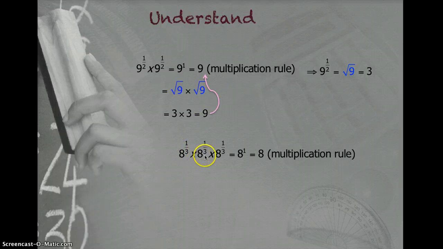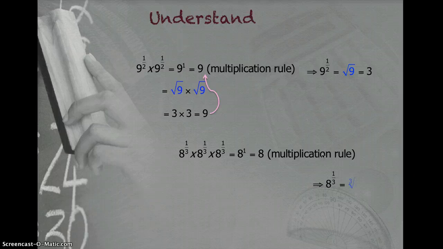Another example. 8 raised to 1/3 times 8 raised to 1/3 times 8 raised to 1/3. We have the same base, so if we add the exponents, 1/3 plus 1/3 plus 1/3 is equal to 3 over 3, which is 1. So to evaluate, it's 8. So we're using the multiplication rule in our indices law.